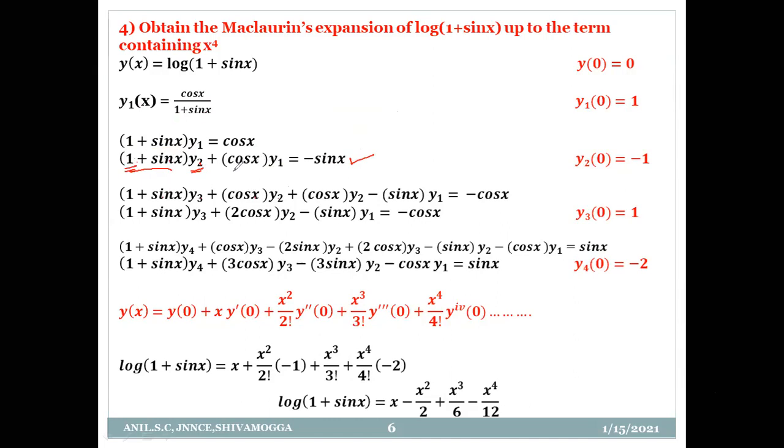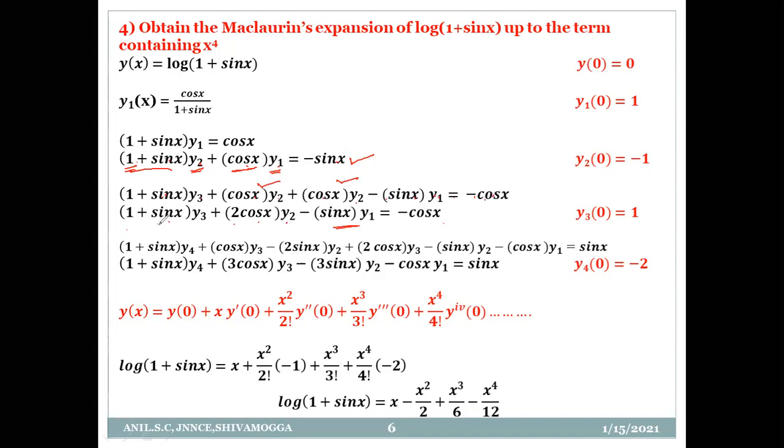Now here, this is first function and this is second function. First function cos x into derivative of y1 is y2, plus second function y1 into derivative of cos x is minus sin x. This is equal to minus into derivative of sin x is cos x. That is 1 plus sin x into y3 plus cos x y2 plus cos x y2 is 2 times cos x y2, minus sin x y1. This is equal to minus cos x.